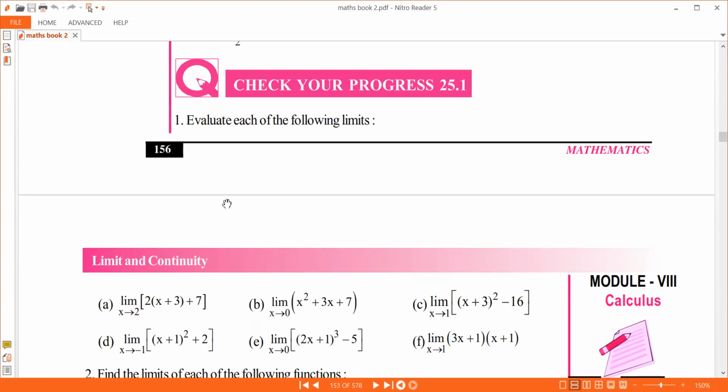So first, what will be the first question? Question 1. So how do you solve this? Limit x tends to 2, 2x plus 3 plus 7. That is 2 times x plus 3 plus 7. So you have to substitute x to 2 first. So 2 into 2 plus 3 plus 7. 2 plus 3 is 5. So 10 plus 7, which is 17. Very good.